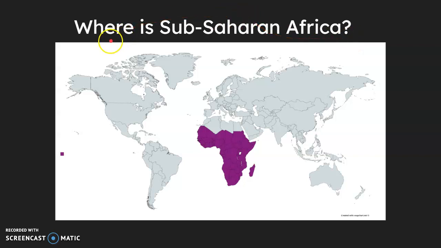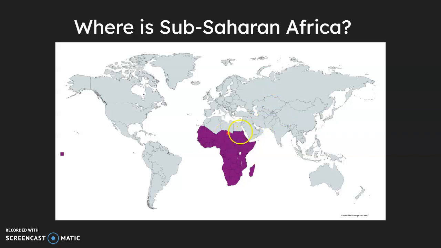If we look at the map of the world, we're going to see our continents. Remember, this is North America, South America, Europe. We also learned about Russia, which is not a continent, but a country that is both in Europe and in Asia. And we just finished learning about regions that are located in Africa and Southwest Asia. We have learned about North Africa, we learned about the Middle East, which is another name for Southwest Asia, and a little bit about Central Asia.